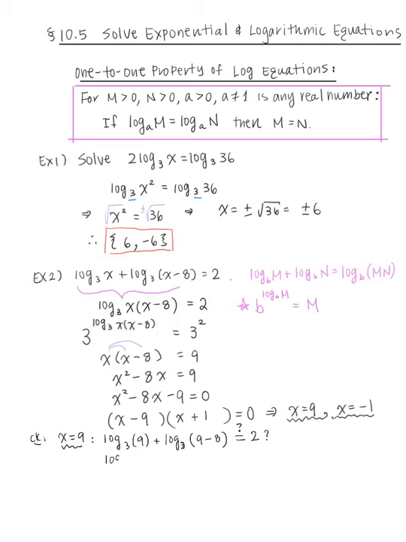Now, log base 3 of 9 can be written as log base 3 of 3 squared, and then plus log base 3 of 1. So now, log base 3 of 3 to the second power, you just get the exponent back, and then plus log base anything of 1 is always going to be 0. So this is going to equal 2, which matches up. All right, so therefore, we're going to keep the solution 9 for sure.